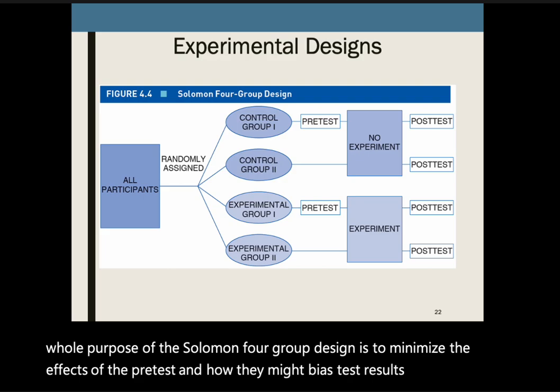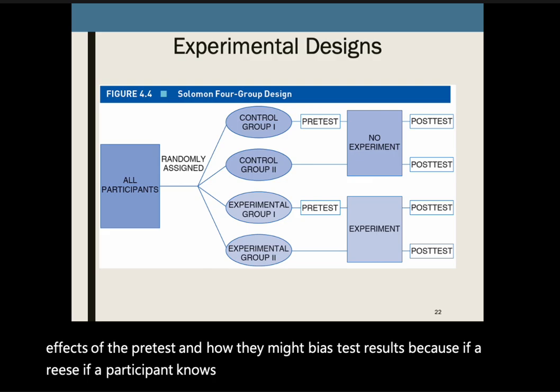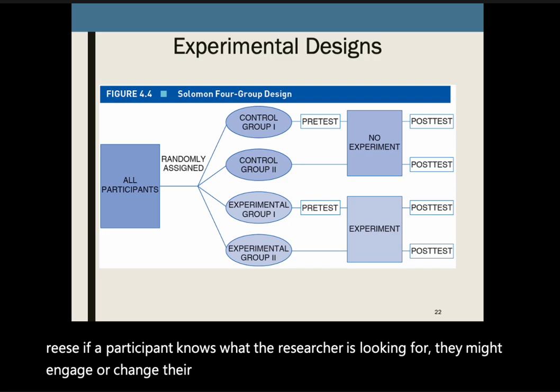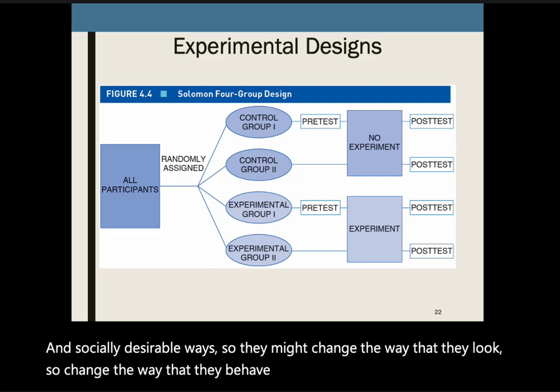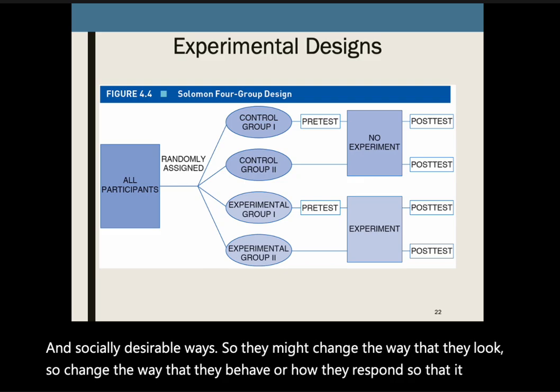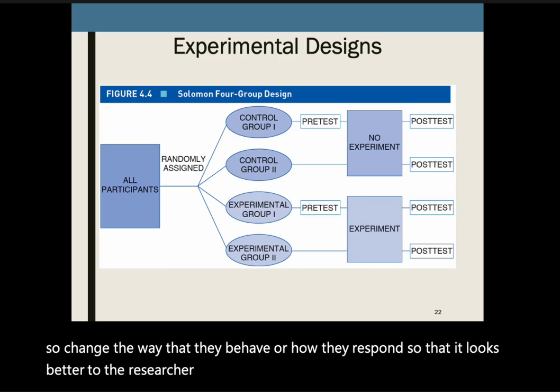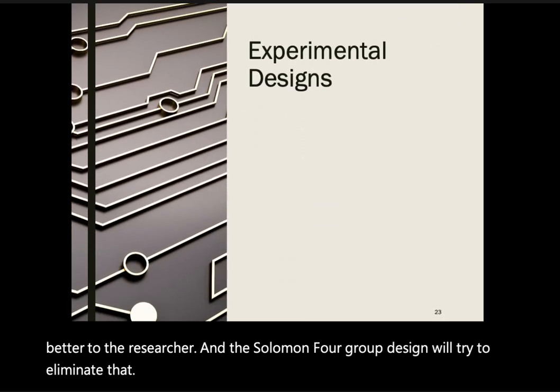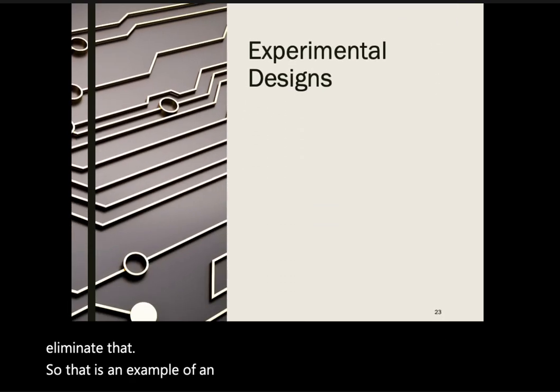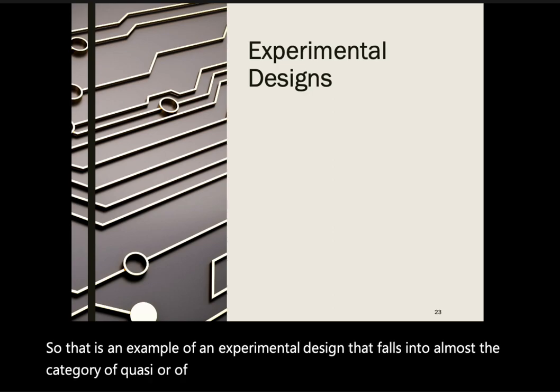Because if a participant knows what the researcher is looking for, they might engage or change their behavior in socially desirable ways. So they might change the way that they look, the way that they behave, or how they respond so that it looks better to the researcher. And the Solomon four-group design will try to eliminate that. So that is an example of an experimental design that falls into almost the category of classic experimental design.